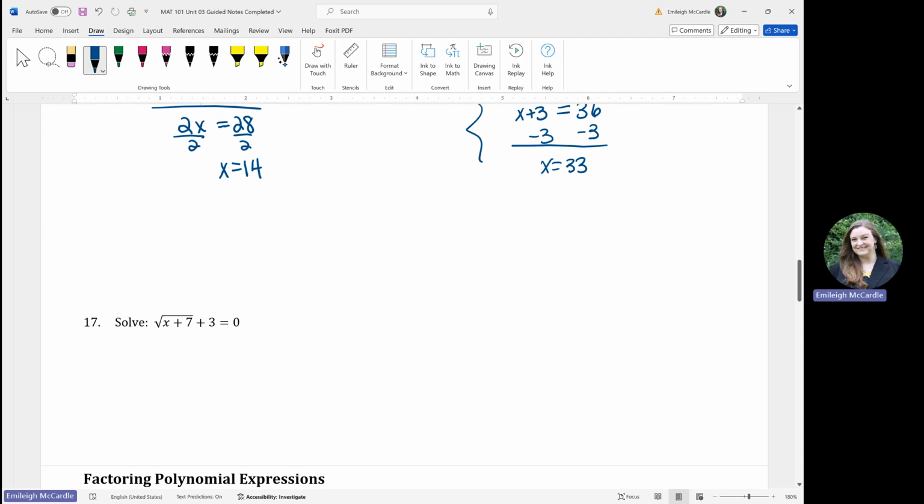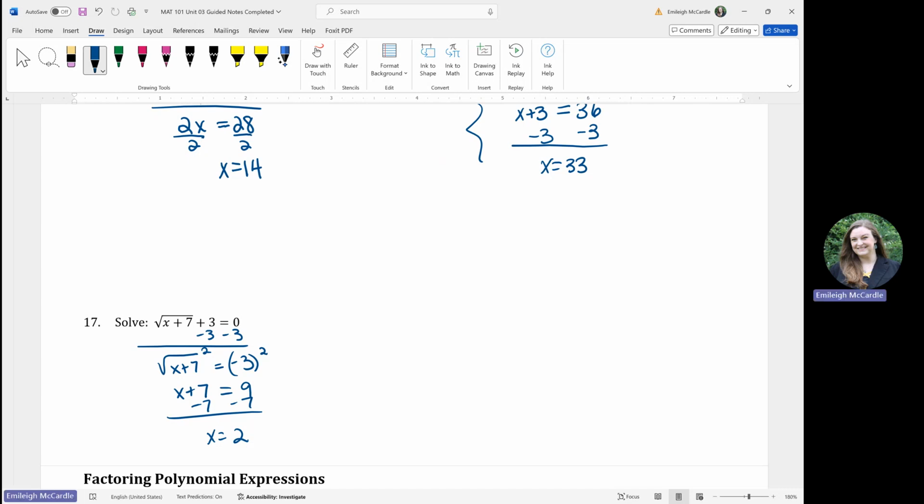Let's look at number 17. We want to get that radical by itself. We're going to move the 3 over. This is the square root of x plus 7 equals -3. Now we've got our radical by itself. We're going to square both sides. That gives us x plus 7 equals 9. And subtract 7, and x equals 2. When I do this in my in-person class, I'm like, okay, that's not the answer.